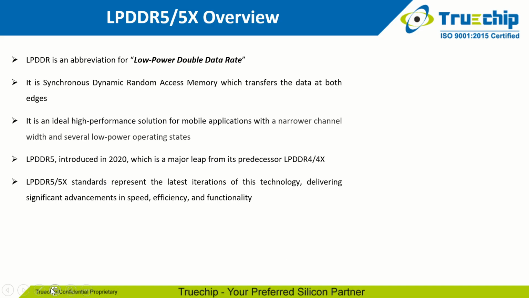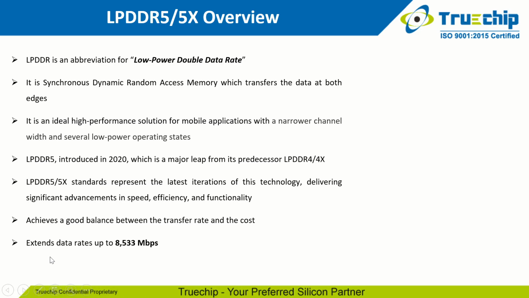LPDDR5 5X standards represent the latest iterations of this technology, delivering significant advancement in speed, efficiency, and functionality. One of the key features of LPDDR is that it achieves a good balance between transfer rate and cost. It extends the data rate up to 8533 Mbps and operates at ultra low voltage, that is 0.5 volts.